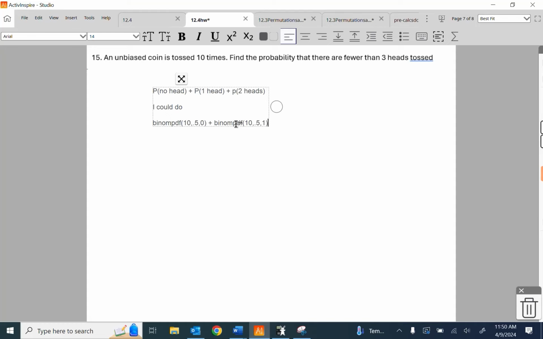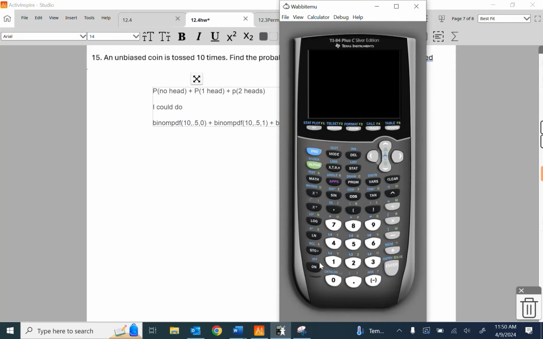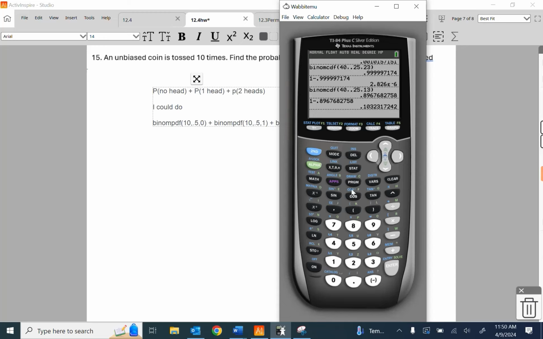10, 0.5, 1, plus binom PDF, 10, 0.5, 2. That won't take me too long to type in. Let's see what this gives me. Second, VARS, binomial probability distribution formula. 10 trials, probability of getting heads is 50%. First off, we're going to start with a 0. Now, if you flip a coin 10 times, this should be really, really small. Yeah, it is. It's tiny.